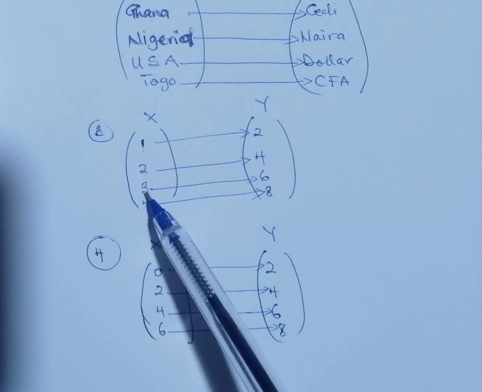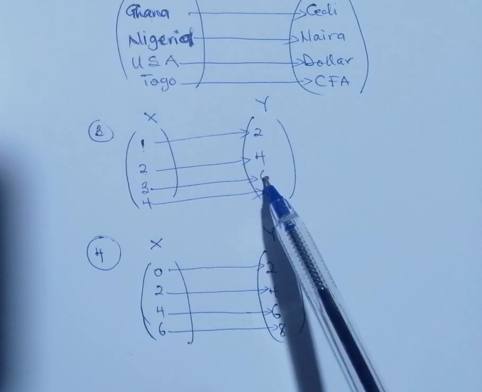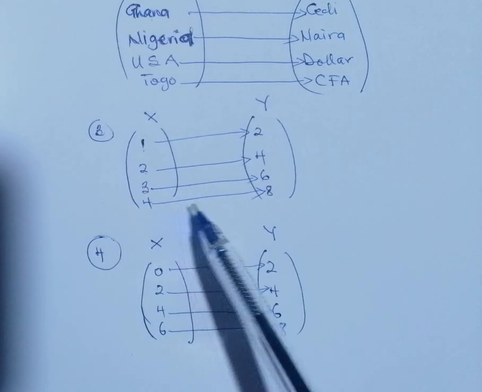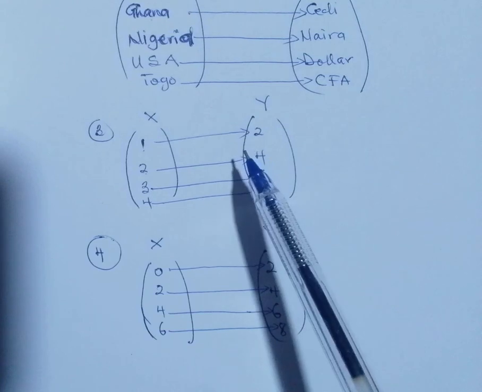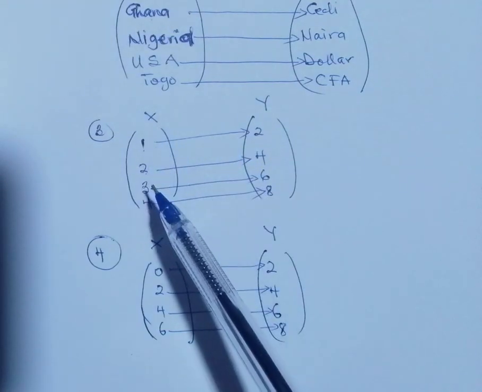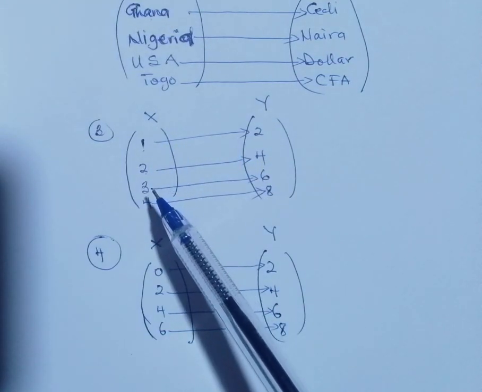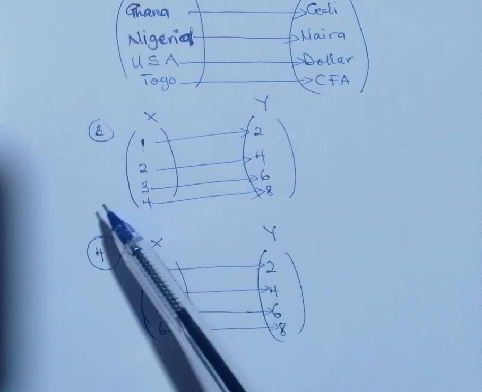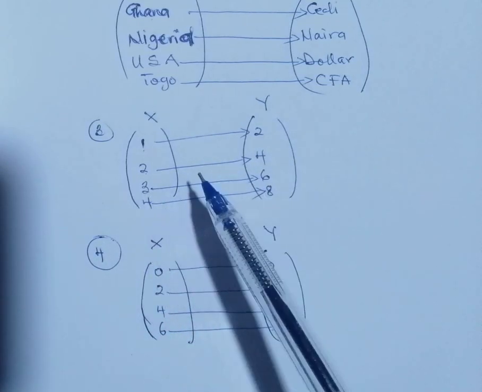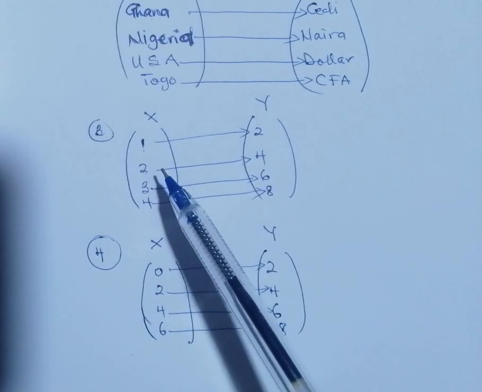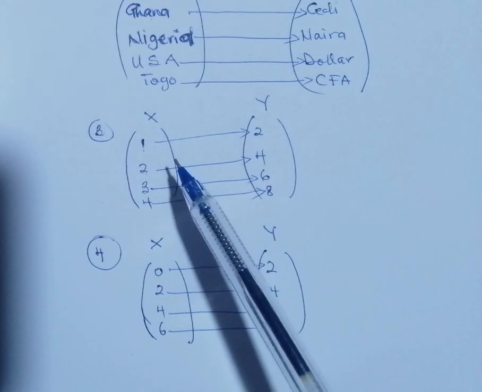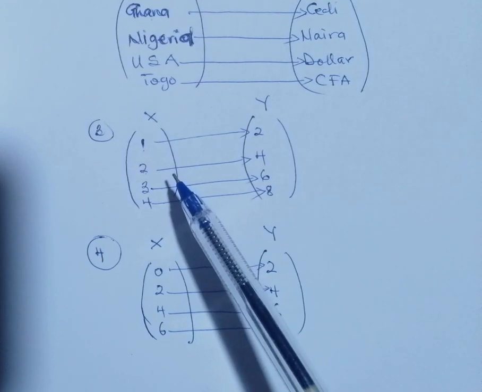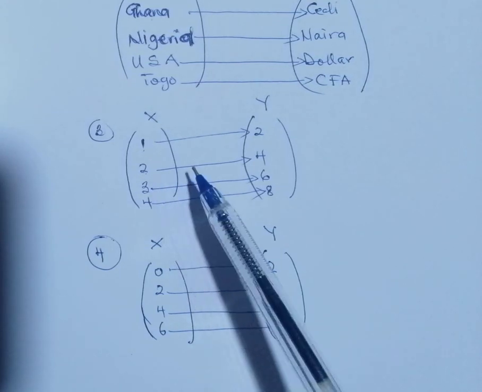Let's move on to 3. 3 also matches to what? 6. If I multiply 2 by 3, I will get 6. If I multiply 2 by 4, I will get what? 8. So they suggest that each of the elements in X is twice of, or multiplied by 2. Okay, so in this case, you can see the relation in example 3 is what? Twice of, or multiplied by 2. That is the relation, or the rule.